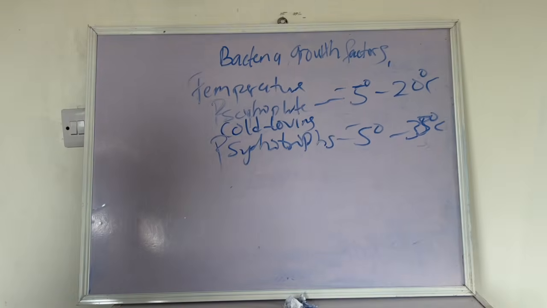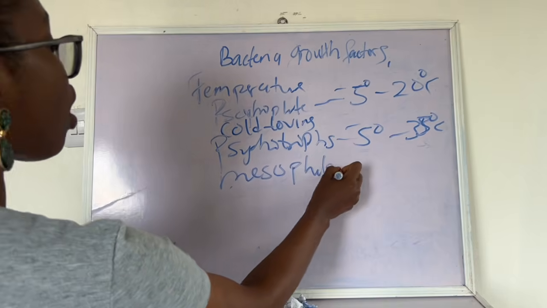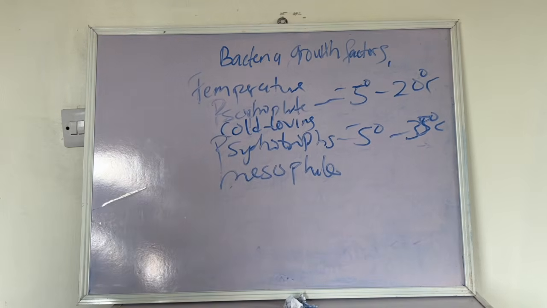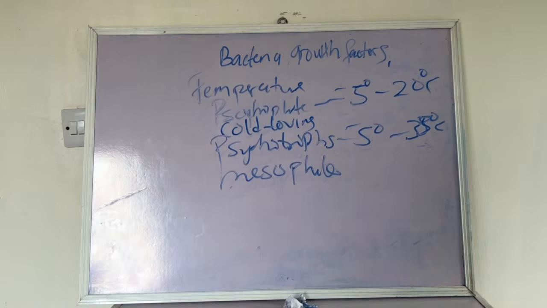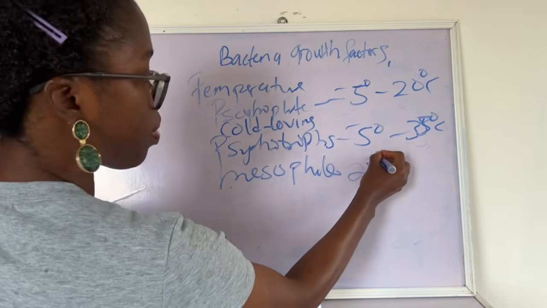Yes, then the next category that we are going to be looking at are the Mesophiles. Mesophiles love moderate temperature. They do not like very cold or very hot. They are just in the middle. Now, many organisms that cause diseases in humans are Mesophiles because they grow at the temperature of humans, which is about 37 degrees Celsius.